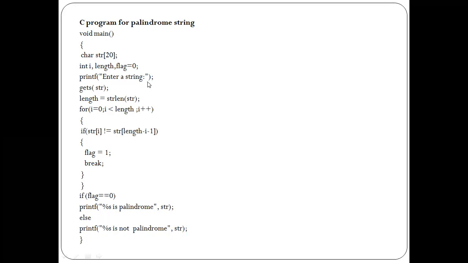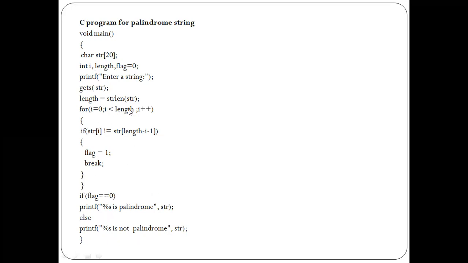printf enter a string, gets(string name). I am reading the string here. I am printing the string length, equal to strlen(str). The given string defines the string length. Here I am taking the for loop, for i equal to 0, i less than length, i plus plus. I am also taking an if condition. If the condition holds, flag equal to 1 and it breaks. If the flag is equal to 0, it prints palindrome. If the flag is not equal to 0, it prints not a palindrome.